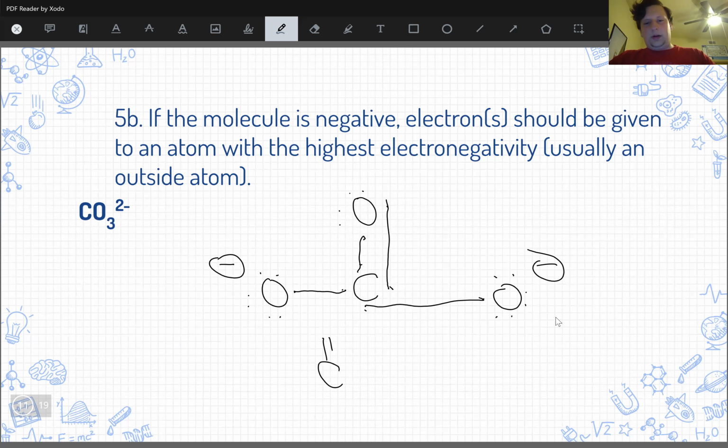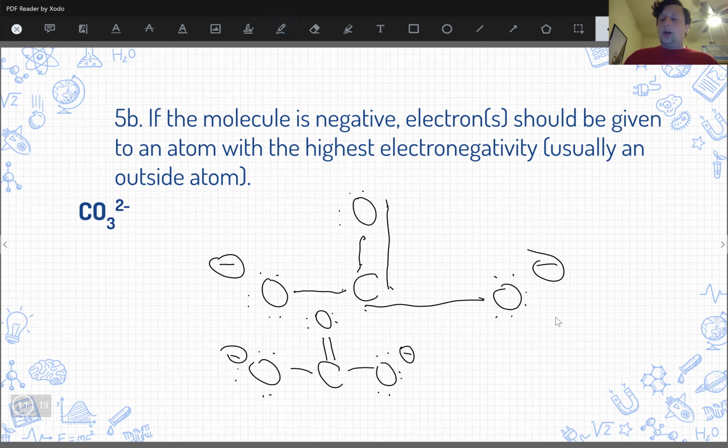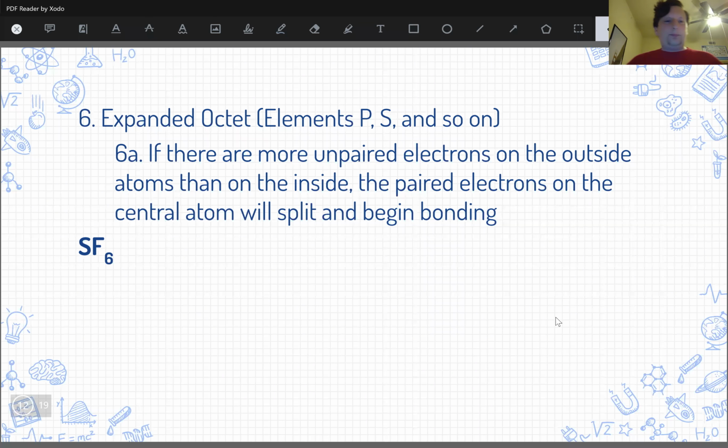So overall, our CO3 2 negative would look something like this. And I'm putting those negative charges because I want to make sure to write down where they are in the atom.